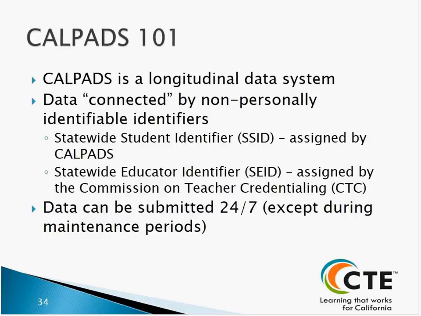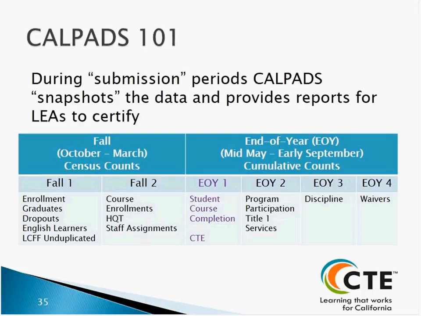as I said before, CALPADS is a longitudinal data system. All data is connected by non-personally identifiable identifiers. One is the statewide student identifier, and the other is the statewide educator identifier. And as I said before, data can be submitted on an ongoing basis throughout the year. There are certain times of the year when the data in the CALPADS operational data store, or ODS, is snapshotted, or a picture is taken of it, for verification purposes.